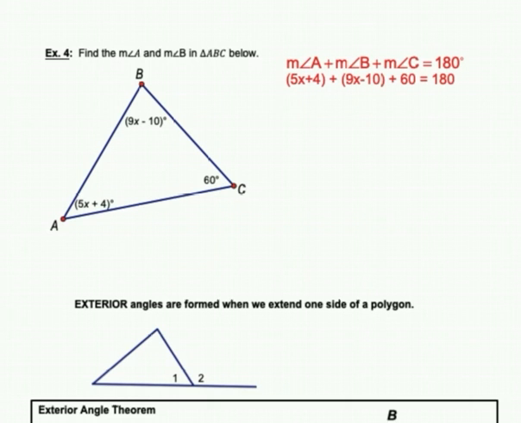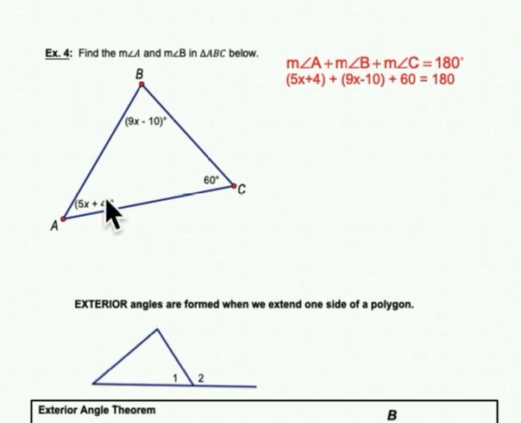For example 4, I am given variable expressions for the measure of angles A and B, and I'm told that the measure of angle C is 60 degrees, and I need to find the measure of angle A and the measure of angle B in this triangle. First, to do that, I need to solve for x. So I know that all three angles, A, B, and C, have to add up to 180. So I make substitutions: 5x plus 4 added to 9x minus 10 degrees added to 60 degrees equals 180.